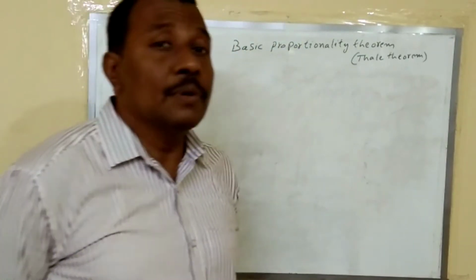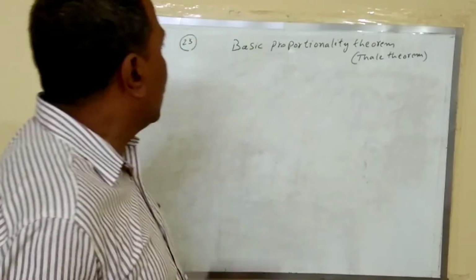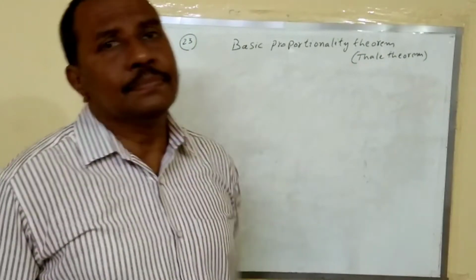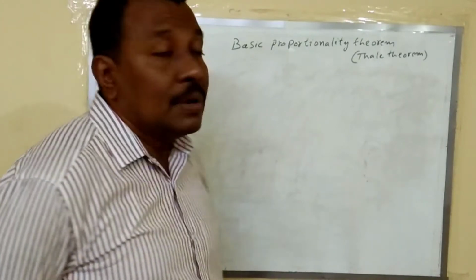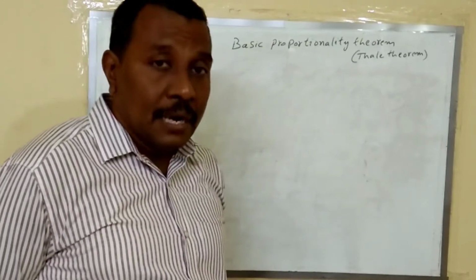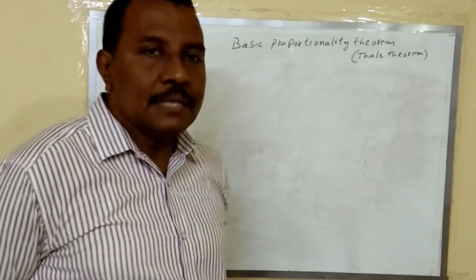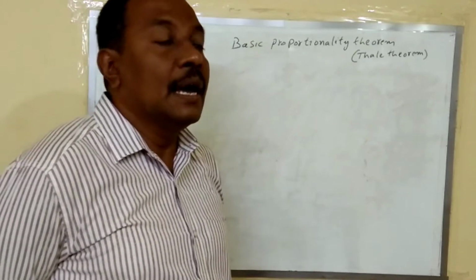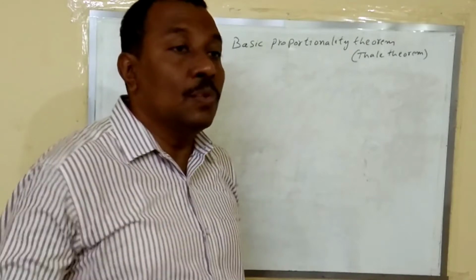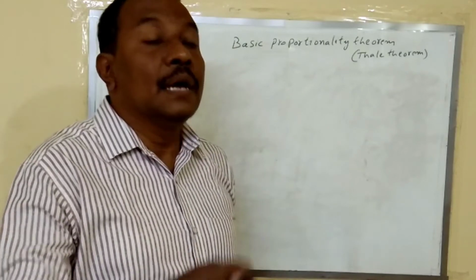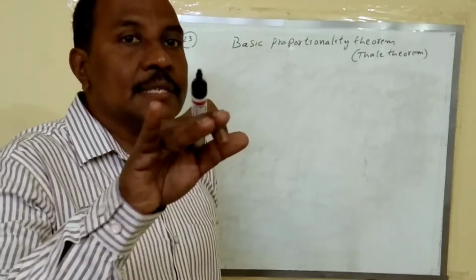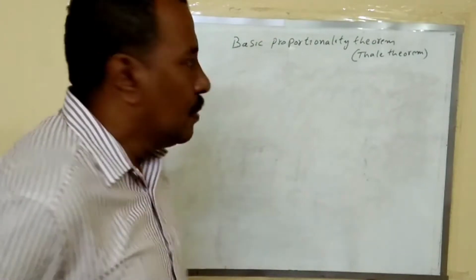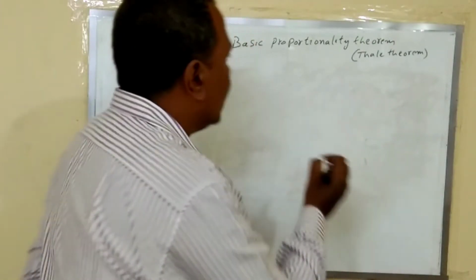Today our topic is about the 10th class syllabus regarding the basic proportionality theorem, which can also be called Thales theorem. Actually, what does this Thales theorem define? Thales theorem defines that a line drawn parallel to one side of a triangle divides the other two sides in the same ratio. Okay, I'll explain in detail.